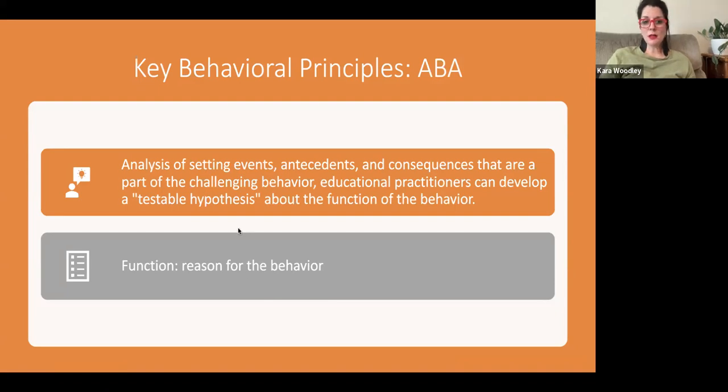One of the key behavioral principles we're going to talk about in ABA is the analysis of setting events, antecedents, and consequences that are part of the challenging behavior. Those three things are going to be pretty big parts of this chapter and of what I'm asking you to do in the week's discussion. Knowing that setting events, antecedents, and consequences are part of the challenging behavior, we as educational practitioners can develop a testable hypothesis about the function of the behavior. We're always trying to figure out, why is the student doing something? What is the function of the behavior? Are they trying to get something? Are they trying to avoid something? Are they trying to get somebody's attention? We'll talk more about the four reasons for somebody's behavior in a minute.